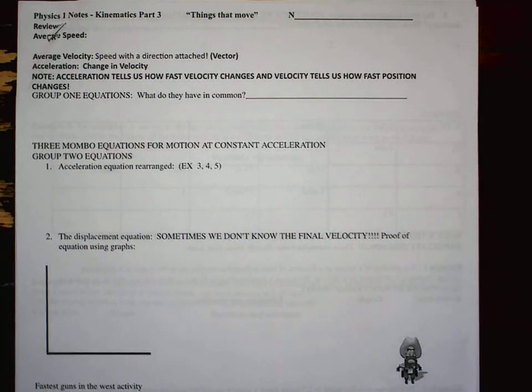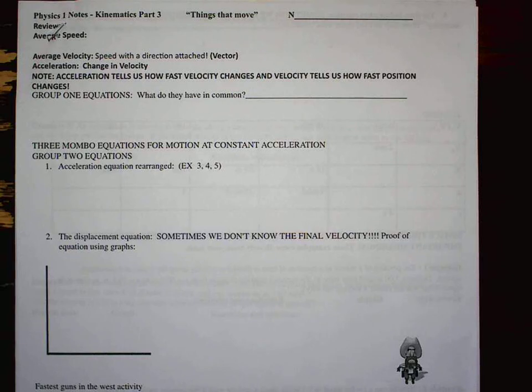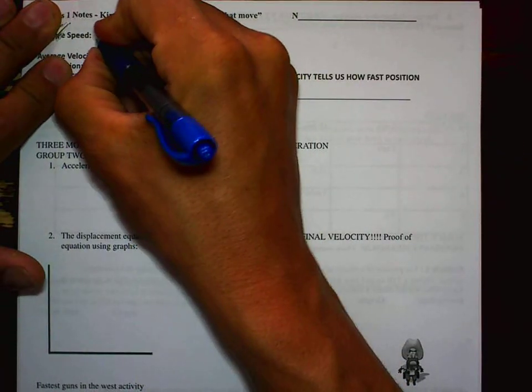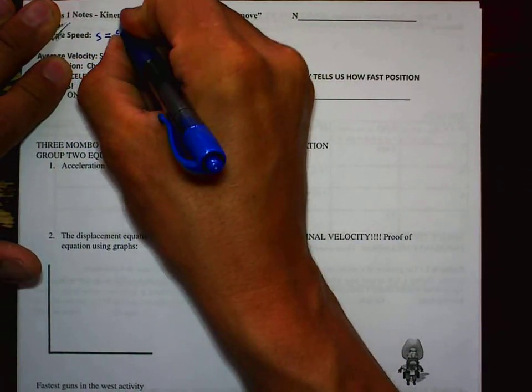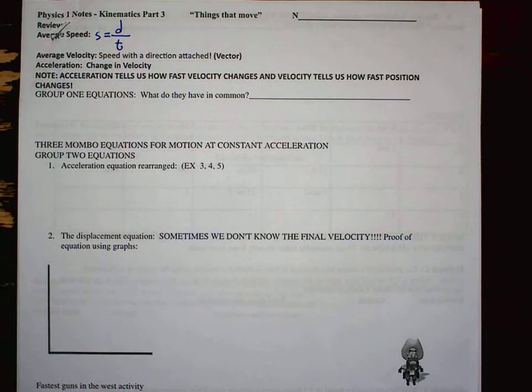Okay, so this is Kinematics Part 3. We'll start out with a little review here, and then we'll do some new stuff right here. Okay, so average speed. If we want to get an average speed, we take a distance and we divide by a time. We have that in our notes in Part 1.